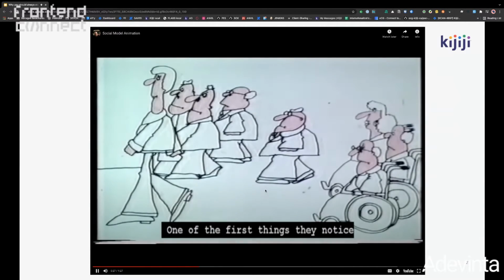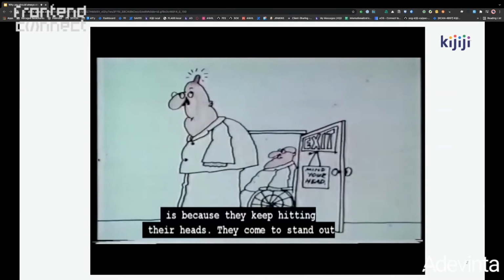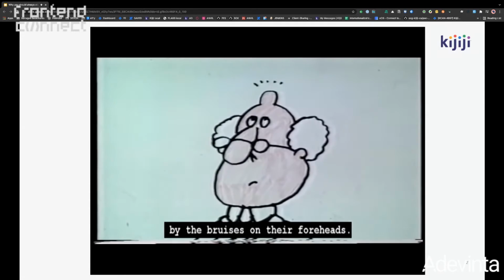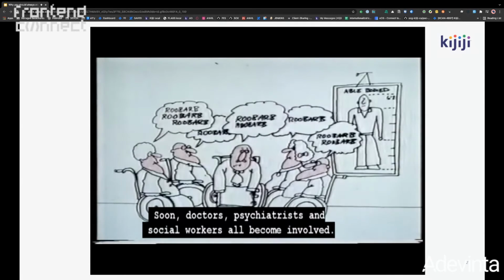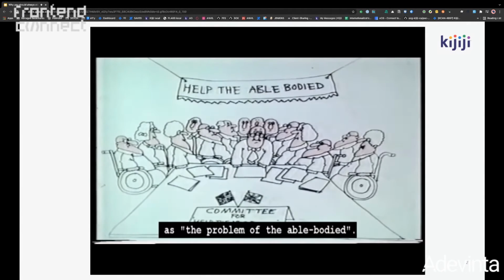One of the first things they notice is the height of the doors. And the reason they notice is because they keep hitting their heads. They come to stand out by the bruises they carry on their foreheads. Soon doctors, psychiatrists and social workers all become involved. Committees are formed. Many people are worried about what becomes known as the problem of the able-bodied.